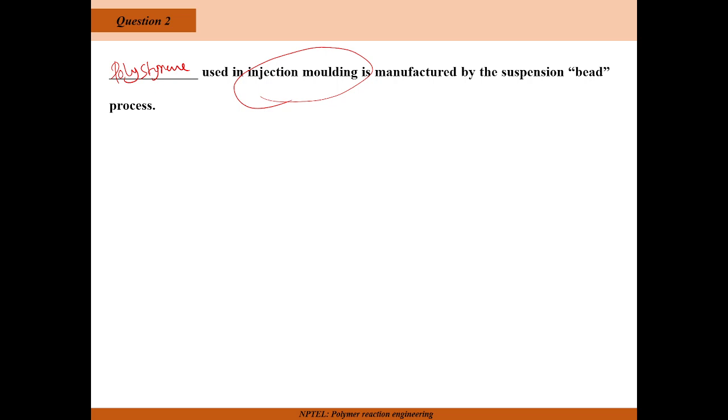Okay, fine. So that is the answer: polystyrene, if we go along with the lectures. Obviously plastic is a broad way of answering this question, but to be specific, polystyrene is used in injection molding and it is manufactured in this process.